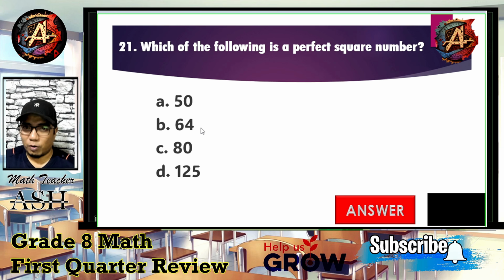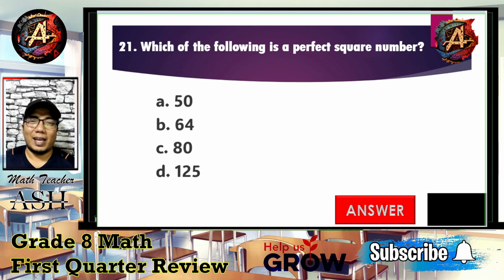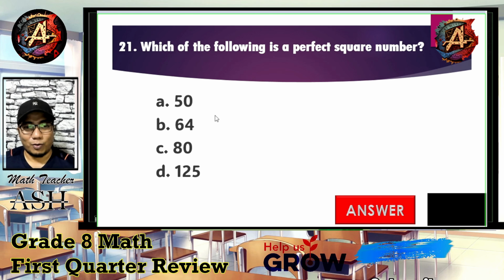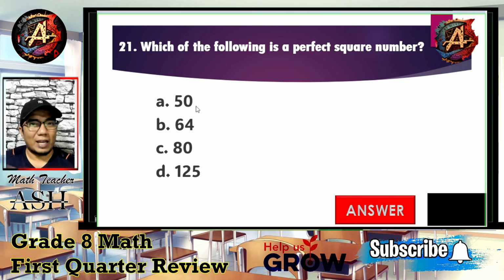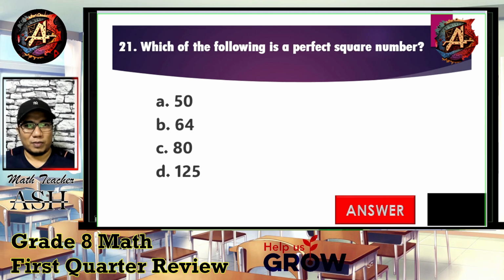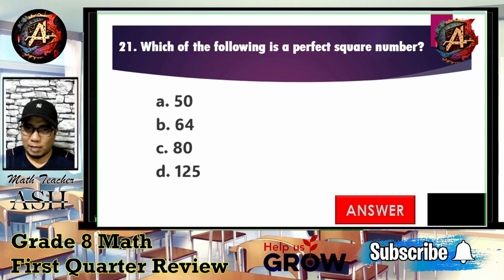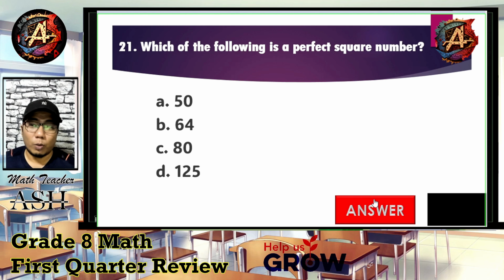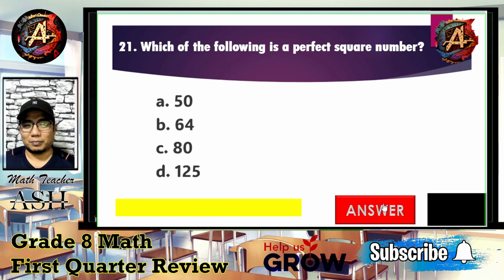Because in 64, if you multiply 8 times 8, or multiply 8 by itself, the answer is 64. However, in 50, you cannot multiply any number by itself to get 50. That would not be the case. Same goes for 80, same goes for 125. So, let's check whether we are correct for letter B.